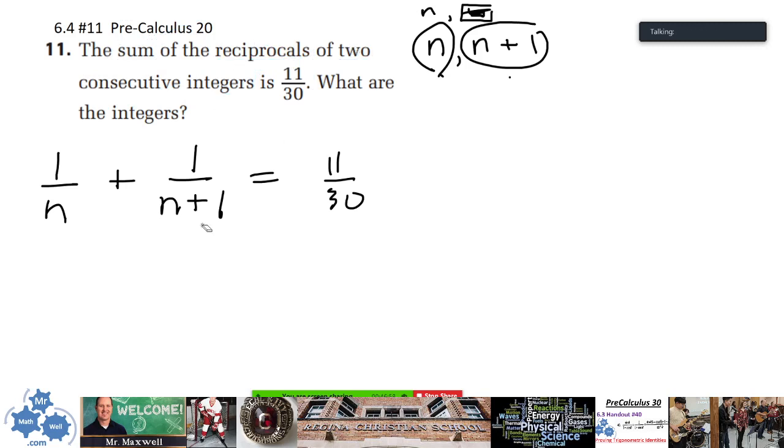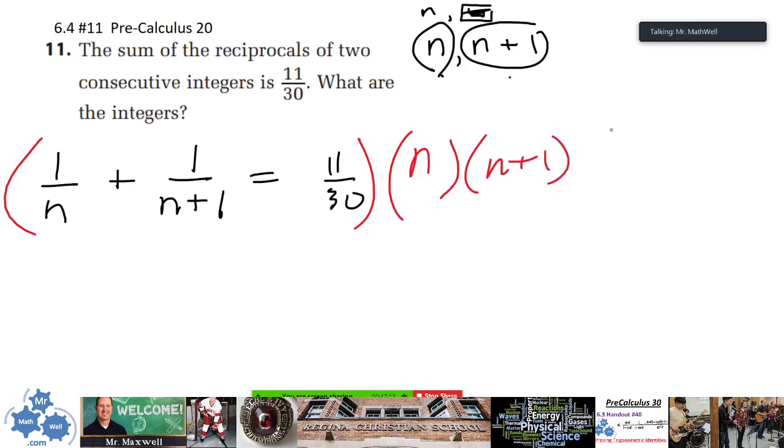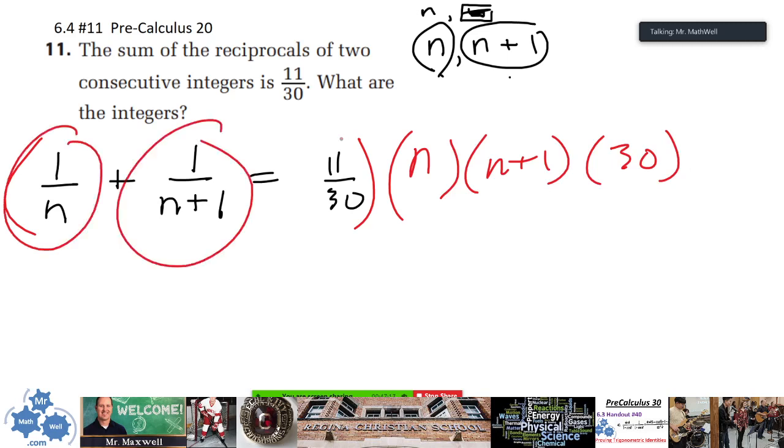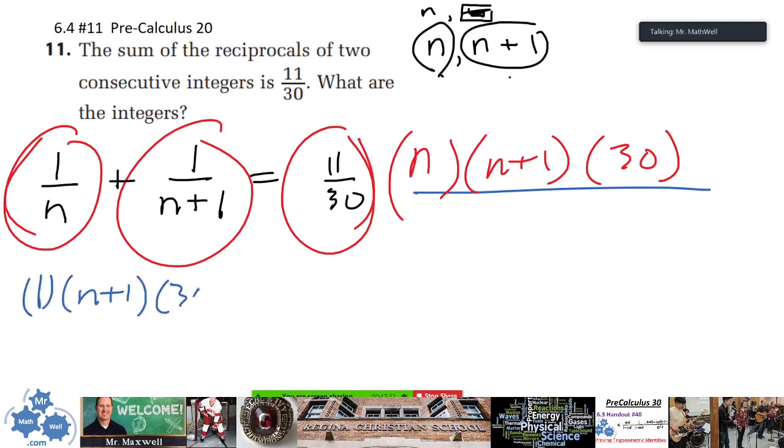So once you've got this done, now this is easy. We're going to multiply this whole thing by the lowest common multiple of all the denominators. That's going to be n times n plus 1 times 30. We multiply each term by these three and see what happens. For 1 over n times these three, the n's cancel out, and I'm left with 1 times n plus 1 times 30. You see that? That's what happens when I do this times these three.